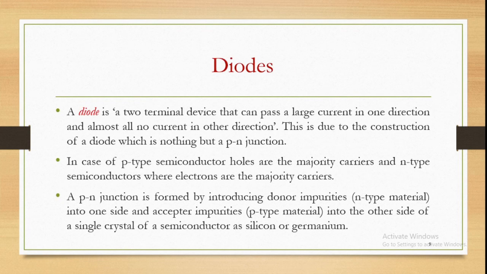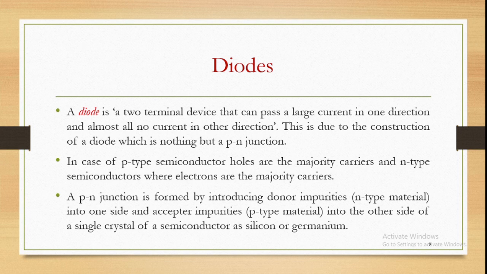A diode is a two-terminal device that can pass a large current in one direction and almost no current in the other direction. Diode means two electrodes. So why do we have current in only one direction and no current in the other direction? This is due to the construction and working of a diode, which is nothing but a PN junction.